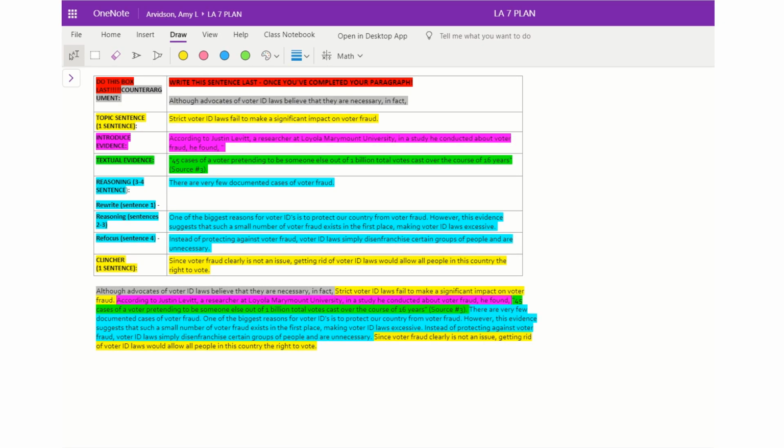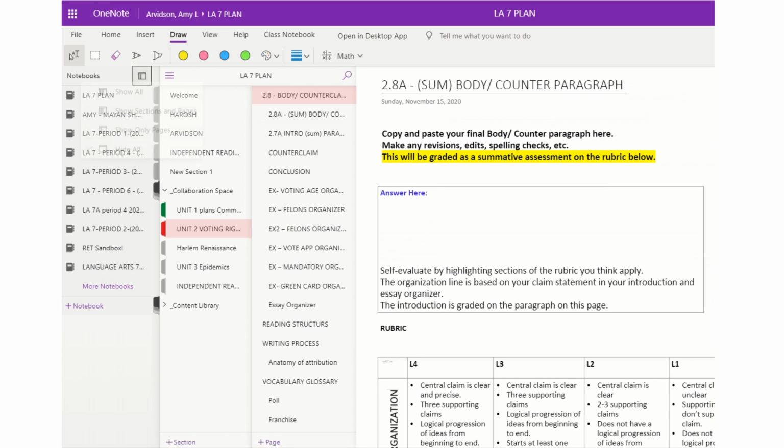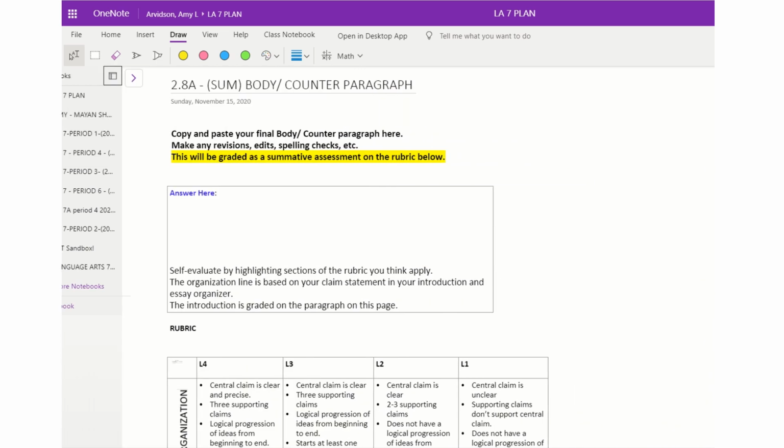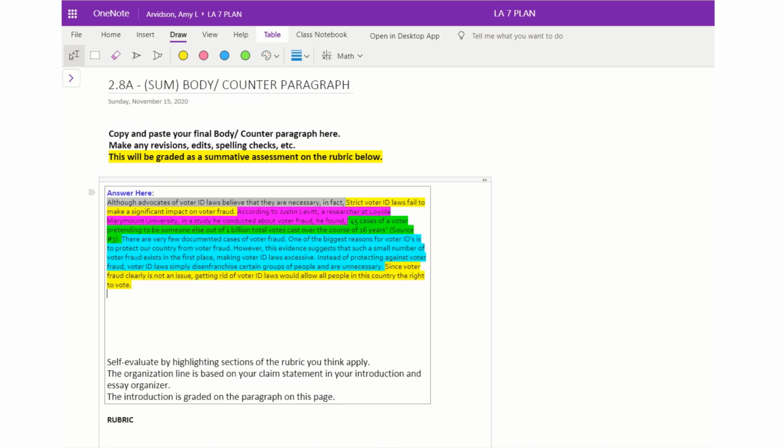Okay, now that you have your whole essay written down, I want you to check and make sure you have all the parts. Then you're going to copy and paste everything into one whole paragraph down here. Notice how it's color coordinated. We would really like you to highlight each section and color it accordingly. This really helps us when we grade you. So you're going to copy your whole paragraph right here. And you are going to go into 2.A, sum body counter paragraph. This is where your summative goes. And you're going to paste it right here.